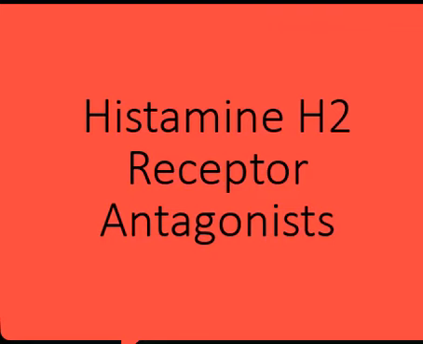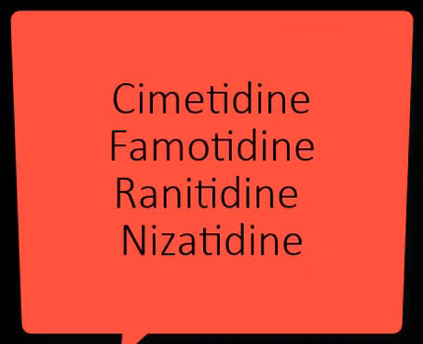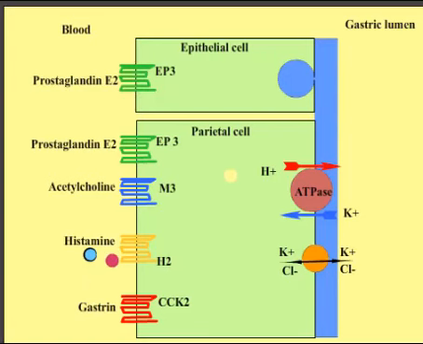Histamine H2 receptor antagonists like cimetidine, famotidine, ranitidine, and nizatidine compete with histamine for binding to H2 receptors on gastric parietal cells, and inhibit both meal-stimulated secretion and basal secretion of gastric acid.